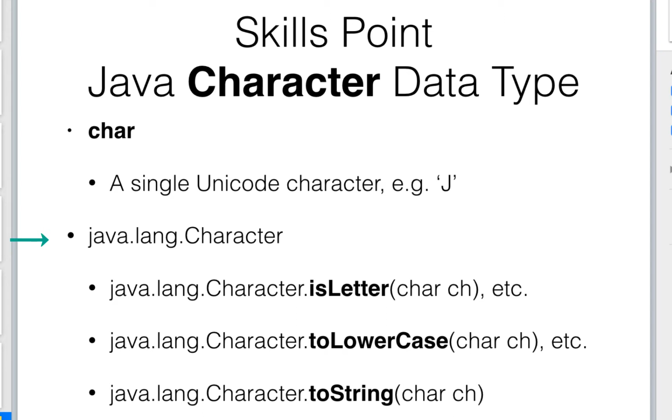The reason the class is important, particularly for a character, is we can do things like determine, is it a letter? So the Character class has a static method, isLetter, to tell us whether we've got a letter, or toLowerCase to give us a lowercase value, or toString to convert the single character into a string.